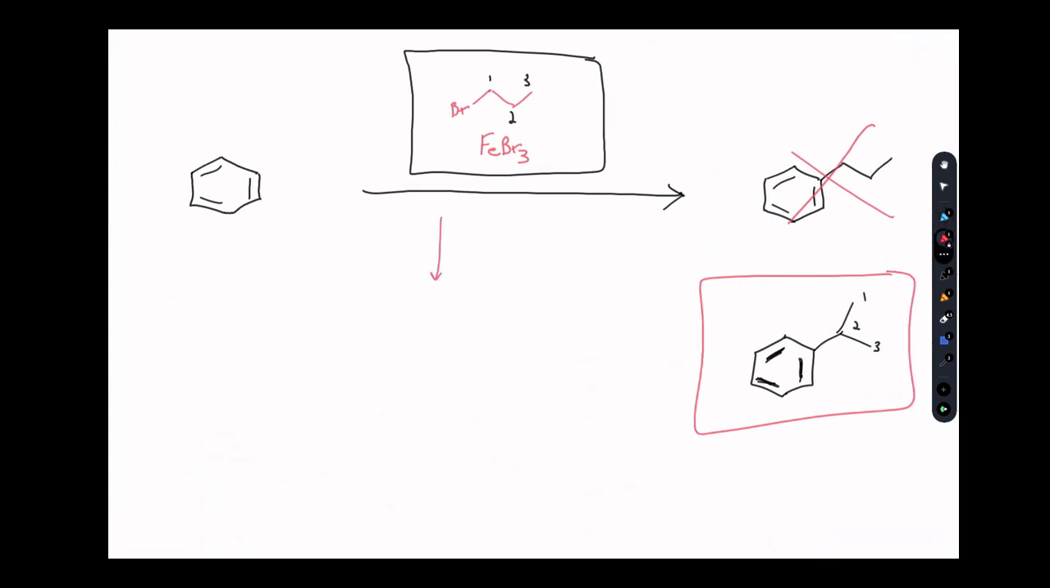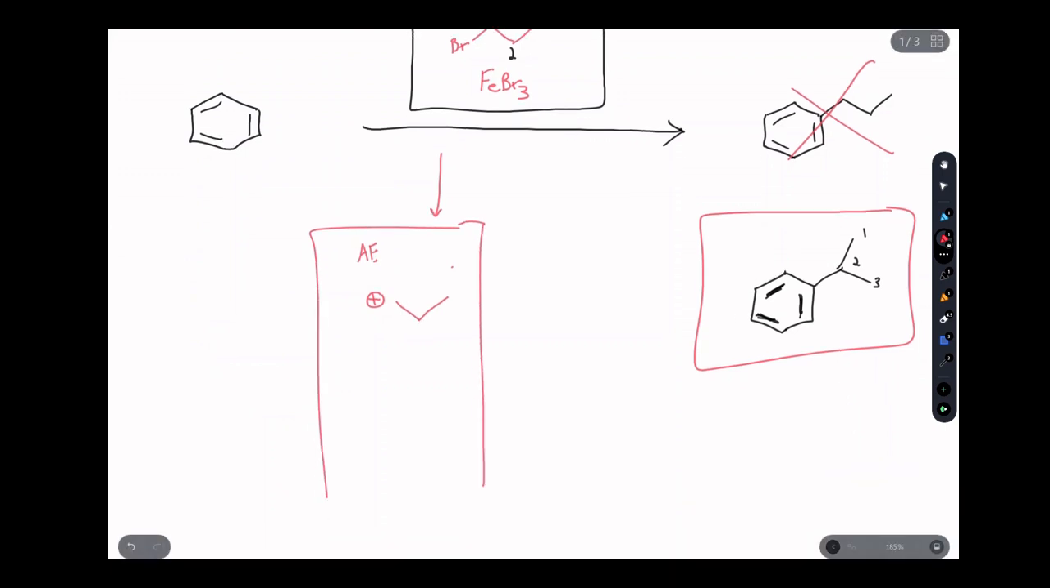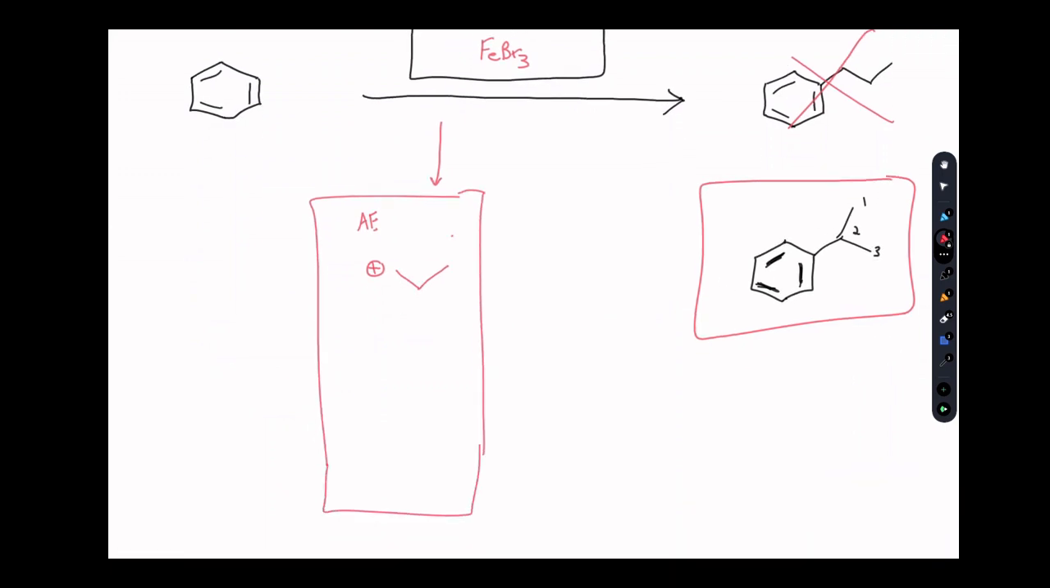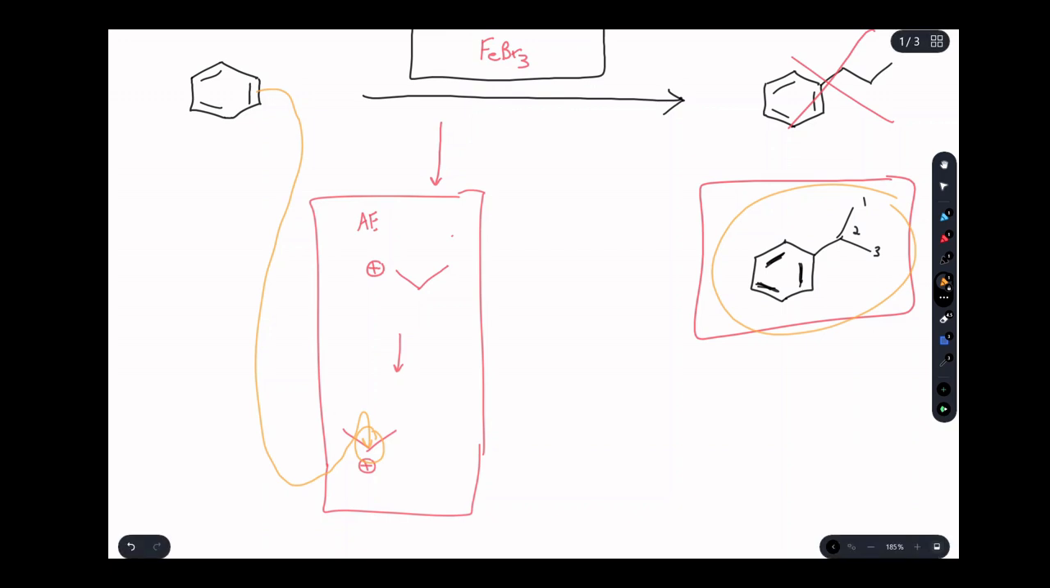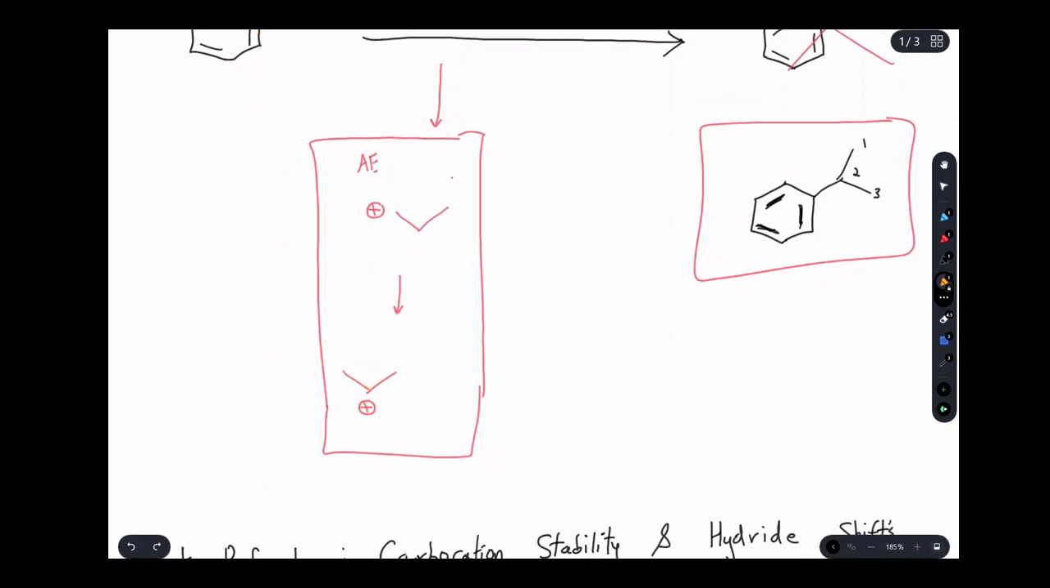How did we get this product in the red box? Well, we form this activated electrophile, and we're hoping that benzene will attack it at that position. However, rearrangements occur very quickly. This primary carbocation is very unstable and will quickly rearrange to form the secondary carbocation. When benzene attacks the carbocation, it attacks this one. That's why we have a bond to carbon 2 instead of carbon 1. Rearrangement is really the issue here.